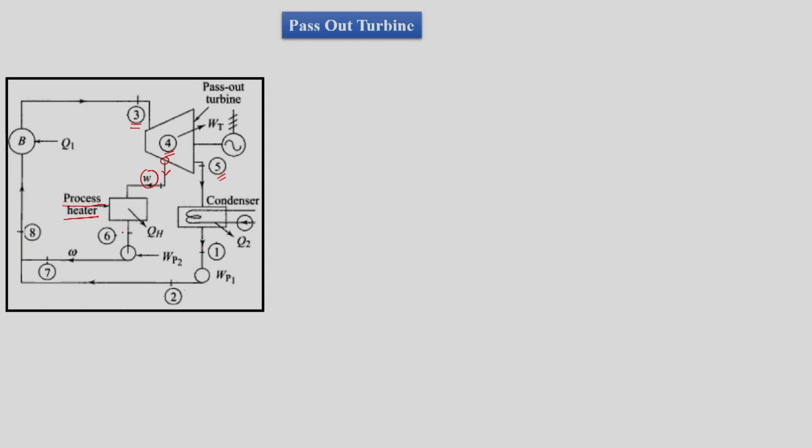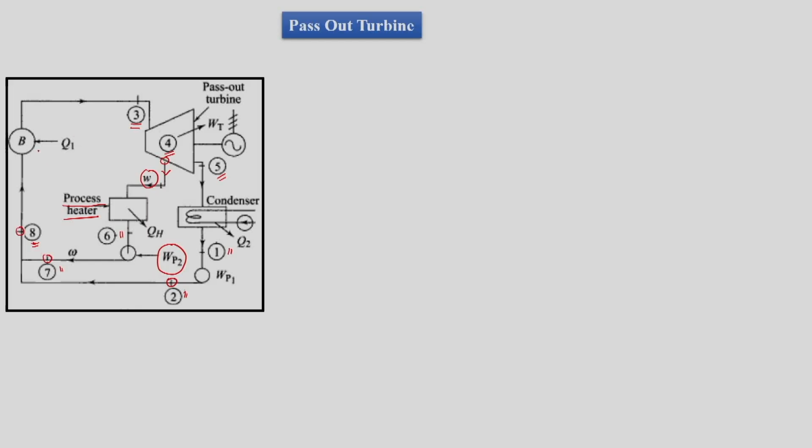After process heating we get saturated liquid, and that saturated liquid is pumped forward, as we do in the regeneration case, and that water mixes with the water pumped from 1 to 2 in the condenser pump, and then the mixture attains state 8. Here pumping is from 6 to 7, then state 7 is mixed with state 2, and then we have state 8.